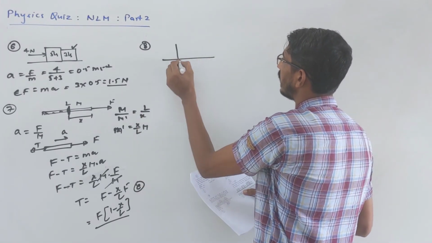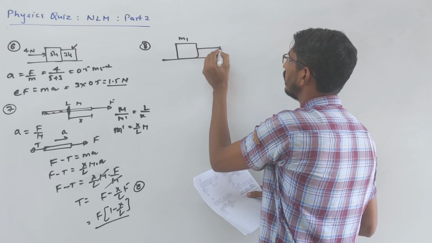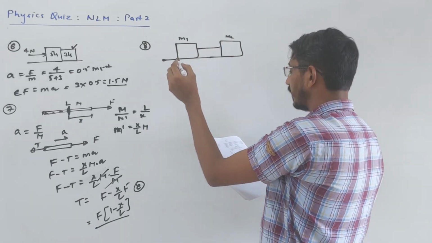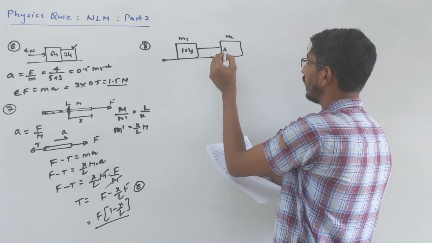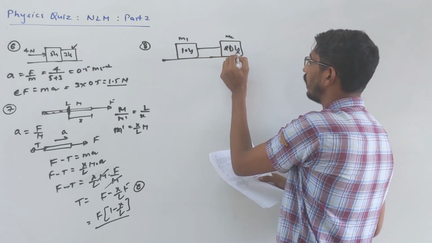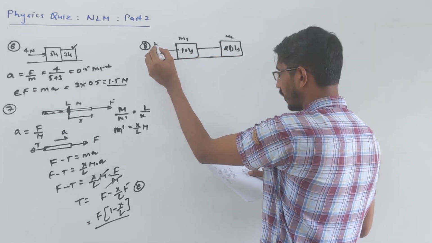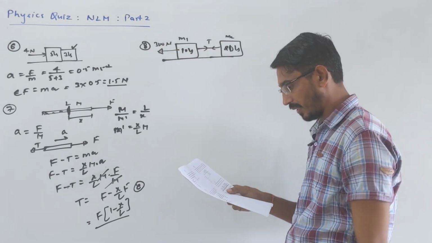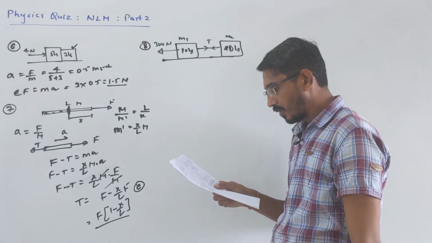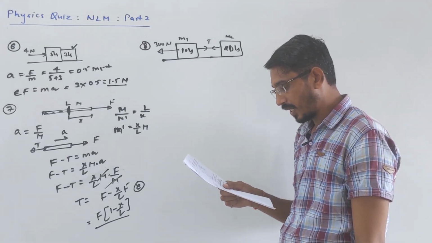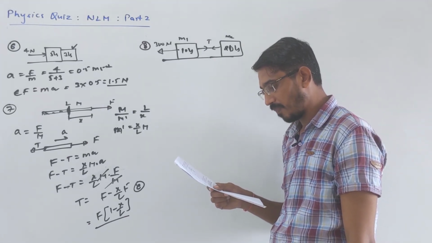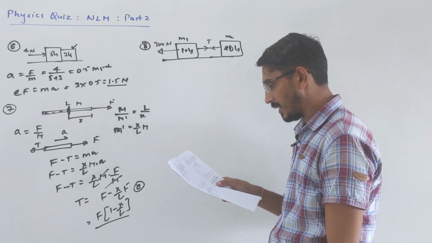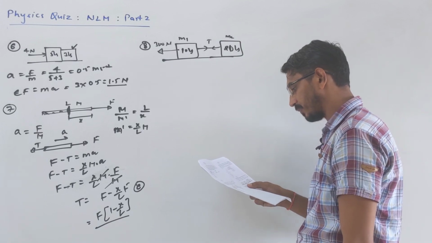So simply two masses are given. This block is M1, a string is there, and this block is M2, and the values are also given. This is 10 kg and that is 20 kg, and here the force is applied, that value is also given, 300 Newton. They are asking what is the tension T at this point. What is the tension in the string if the force is applied to mass M1 as shown in the figure? Let's see what the answer should be.